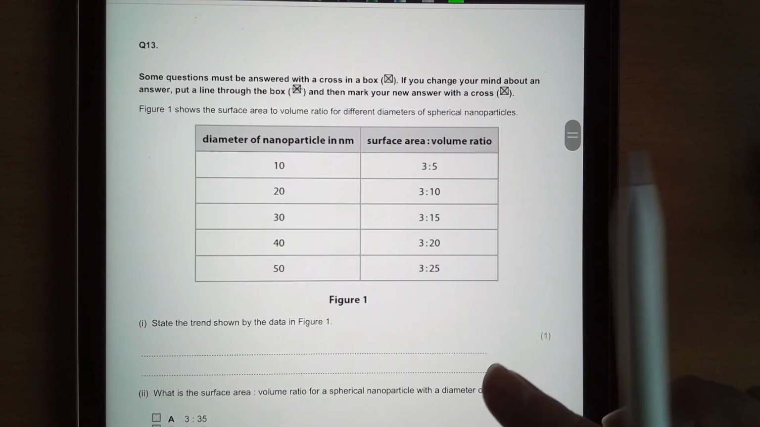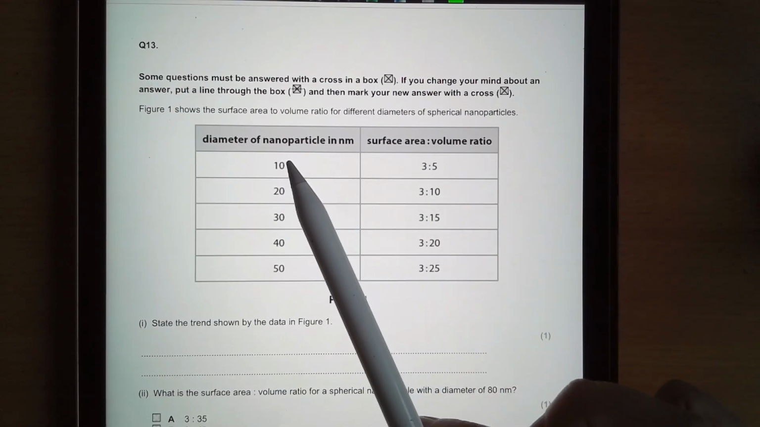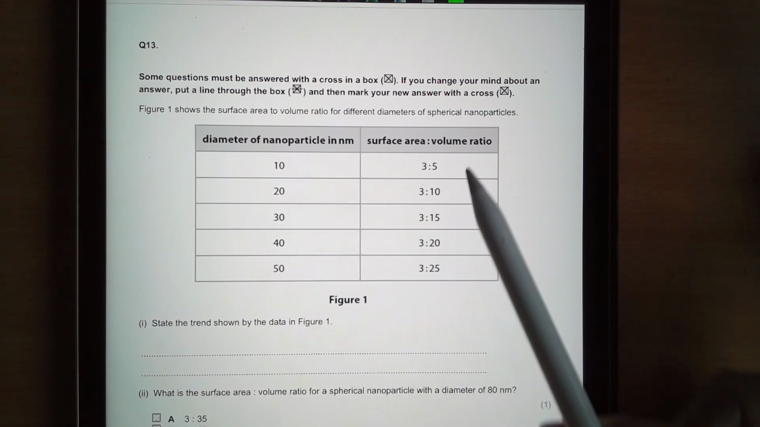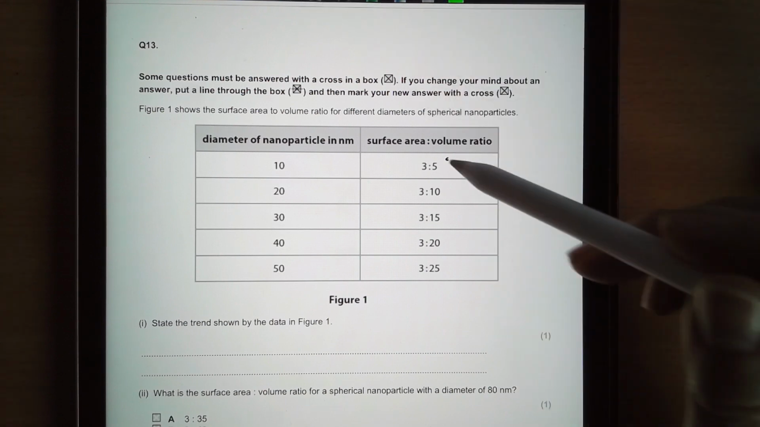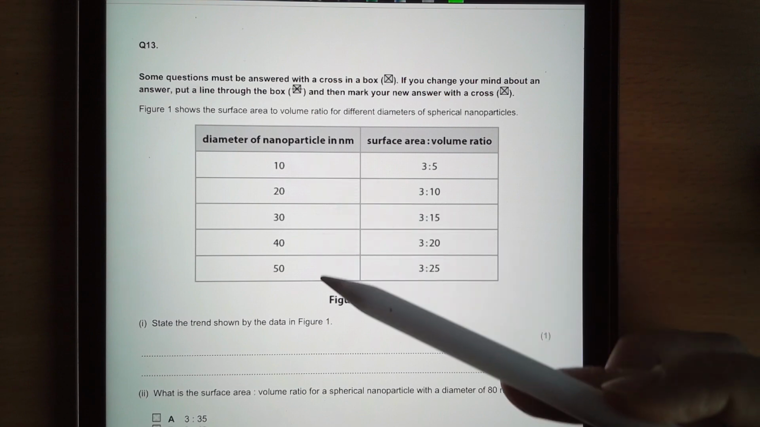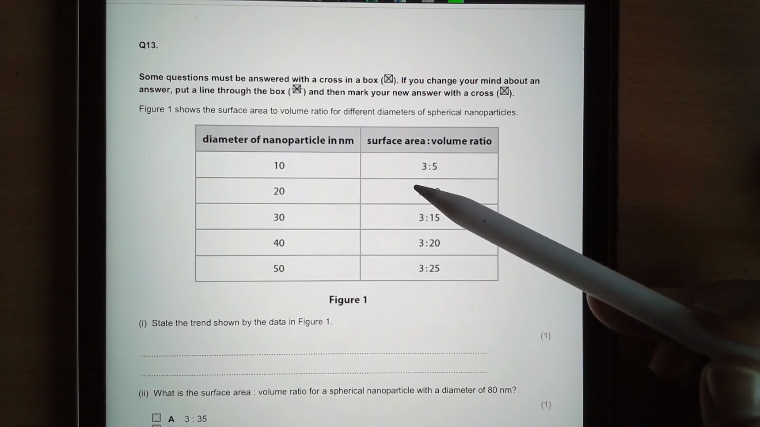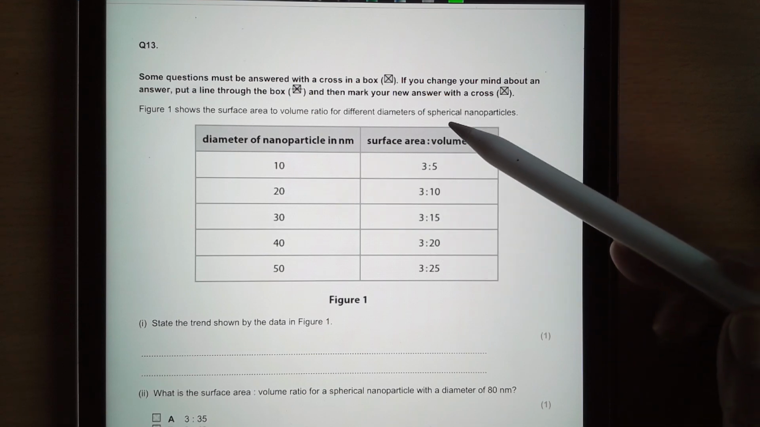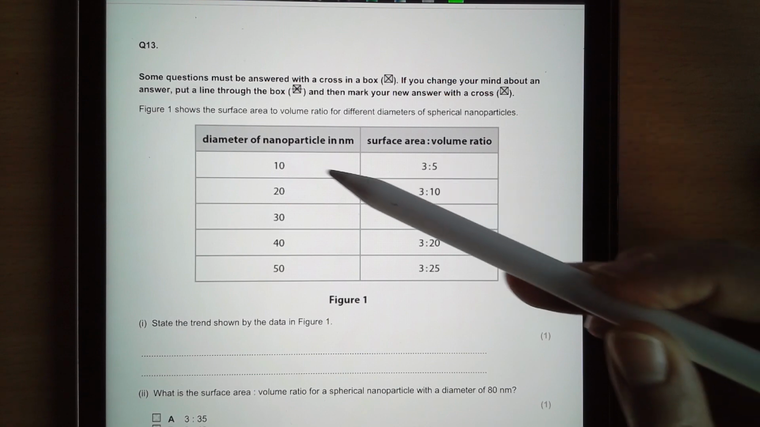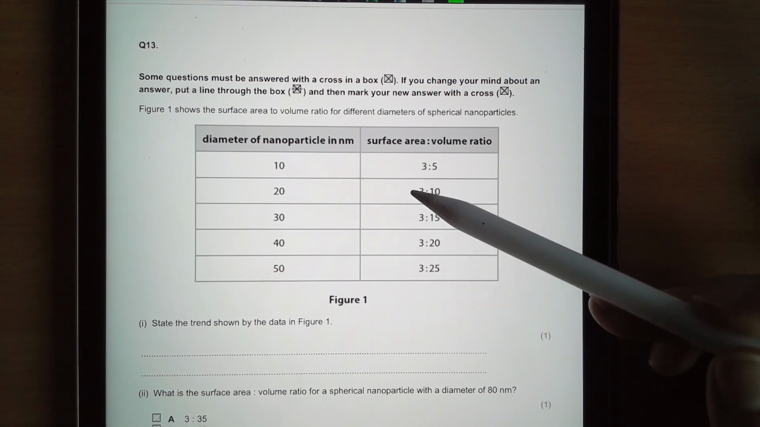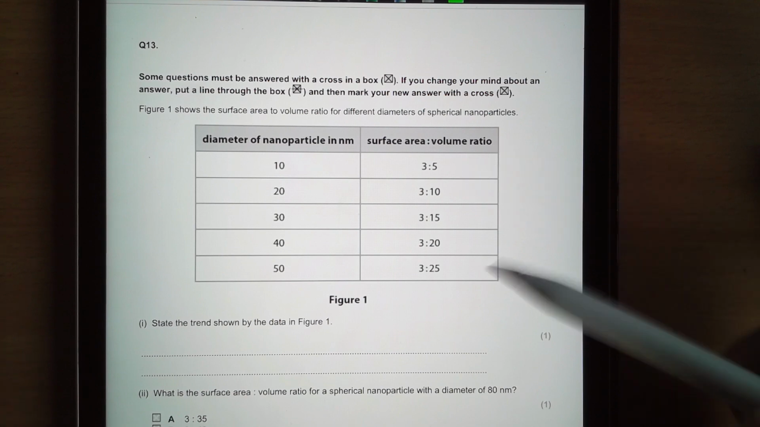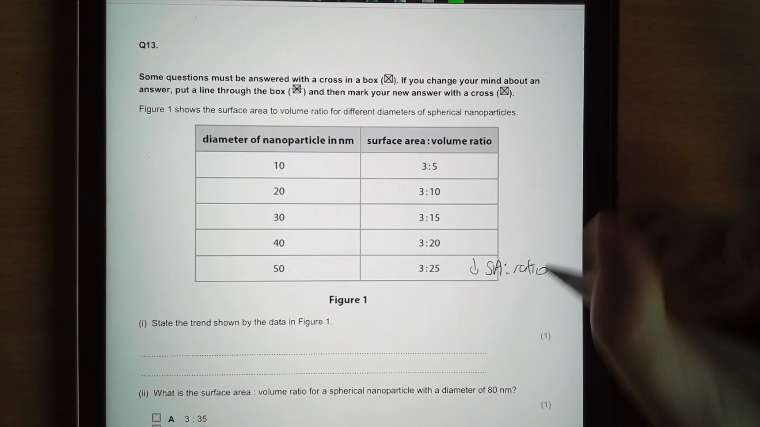Again, nice and straightforward. This one, they show you how as diameter increases, so you can see you're going from 10, 20, 30, 40, 50. Just because this is the simplest ratio, this does not suggest that the surface area isn't increasing as the diameter increases. It does. The surface area will increase as the diameter of the spherical nanoparticle increases, but the volume will increase much quicker. So as the diameter increases, yes, surface area increases, but volume increases at a faster rate, and that overall means that you are decreasing your surface area to volume ratio.